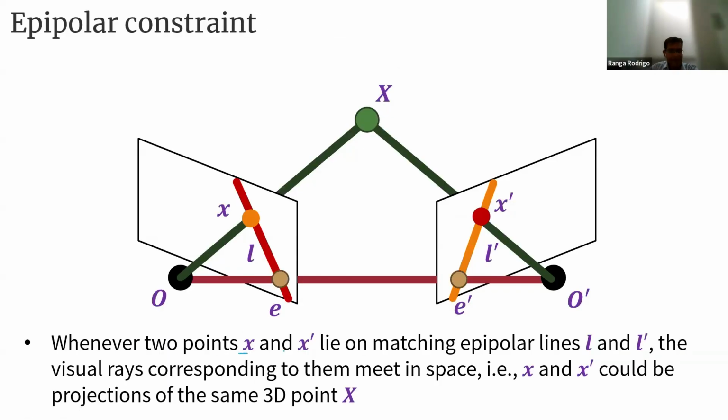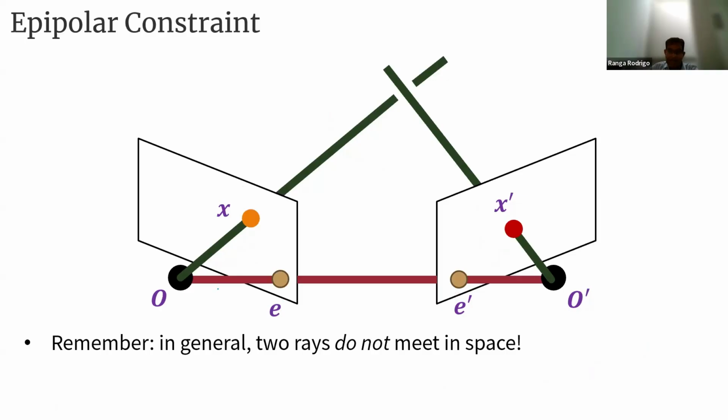Whenever two points x and x prime lie on the matching epipolar lines L and L prime, the visual rays corresponding to them meet in space, that is, x and x prime could be projections of the same 3D point. It is generally not so. Two lines in 3D do not meet. So here these two lines don't meet. They go like that. They do not meet in 3D. Usually they do not meet, but they meet under certain conditions.